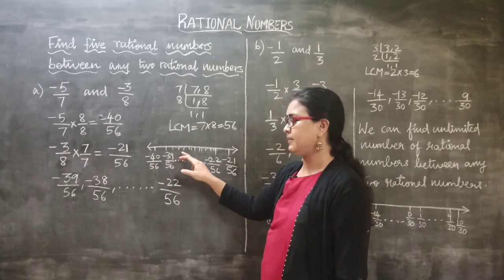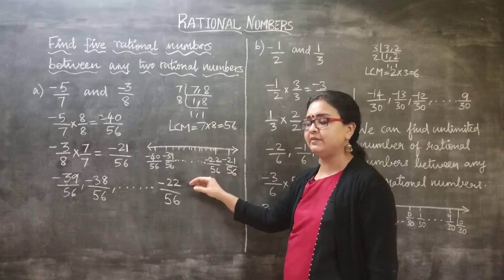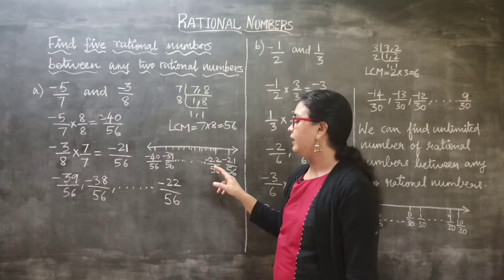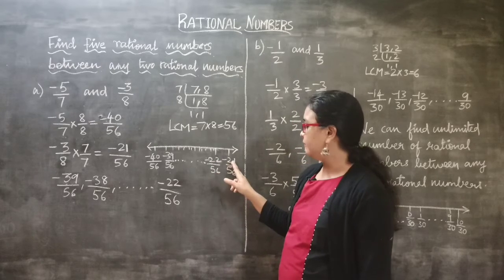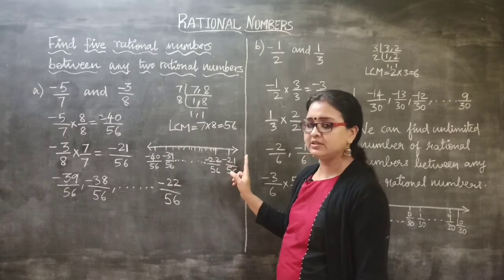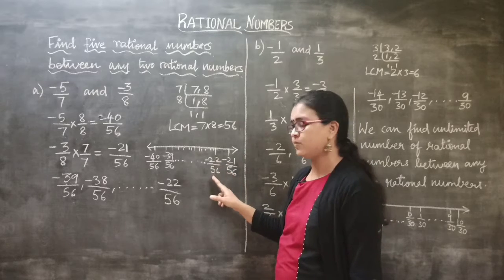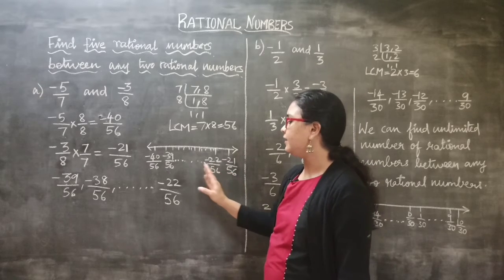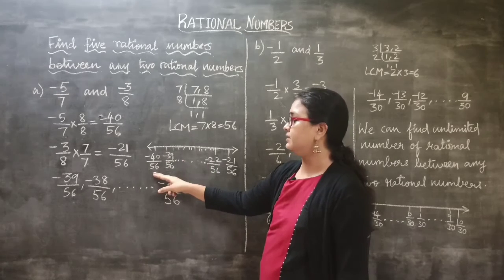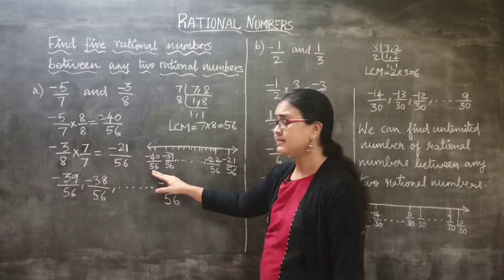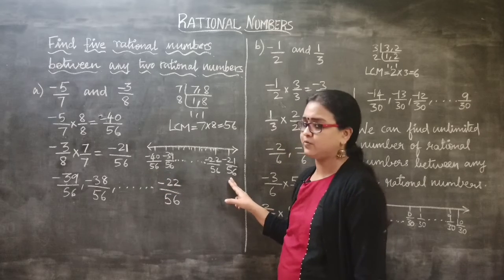So when I am moving towards the right hand side, I am getting minus 39 by 56, minus 38 by 56, minus 37 by 56, and so on, till minus 20 by 56. Before this number, towards the left hand side, the number is minus 22 by 56. So till there only I have to write. Why, children? Because we have to find any 5 rational numbers between minus 40 by 56 and minus 21 by 56.